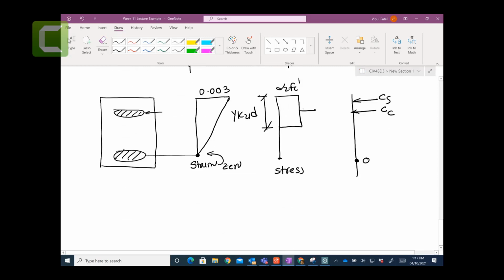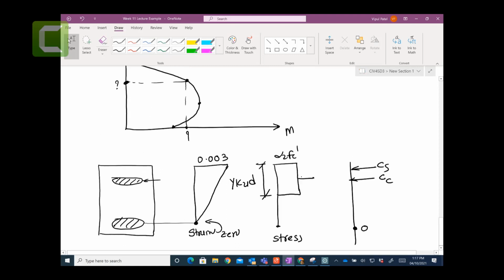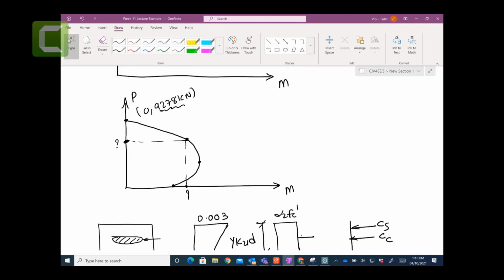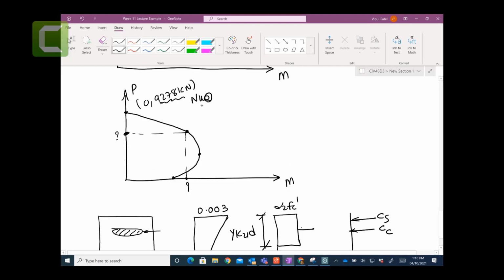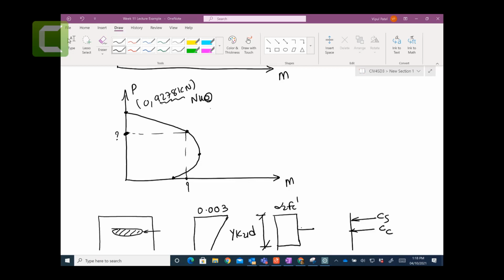So let's calculate the force. The force that we're going to calculate, let's calculate this force. Is there a name for that one? They did not put any name. Let's put some name, NU, because this is NUO. So this is NUO, and O is the pure, and we also call this the squash load. That's the name as well. Squash load, we also call this one.